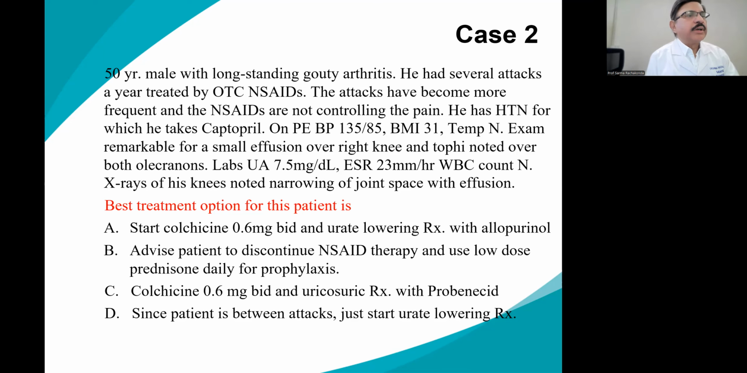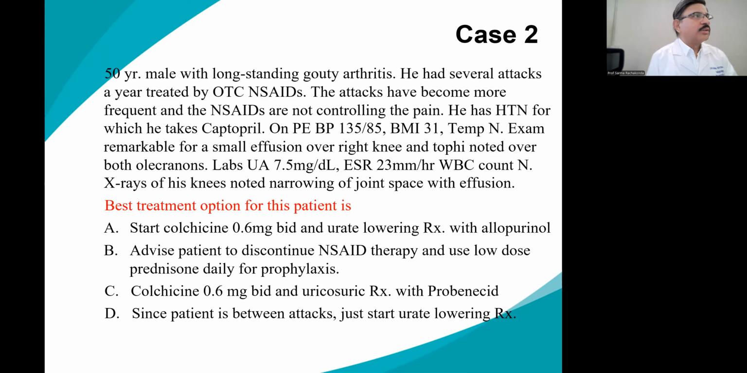When a patient with chronic disease and also an acute attack comes, you treat the acute and also treat the chronic part by adding a combination of allopurinol and colchicine. In the previous case, there is no chronicity, it's an acute attack. There is no role for allopurinol in that. In this case, start colchicine.